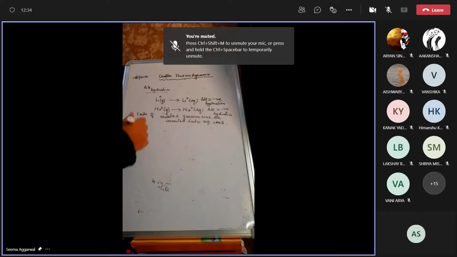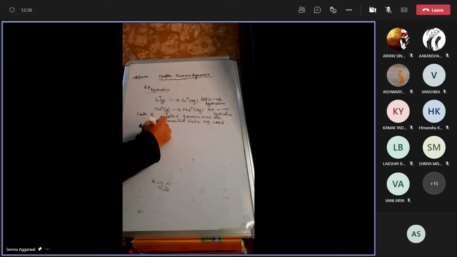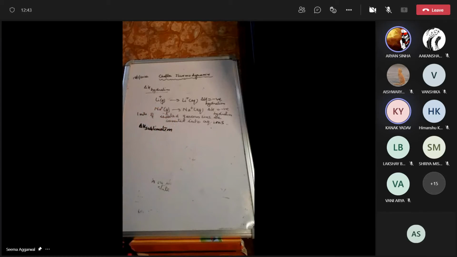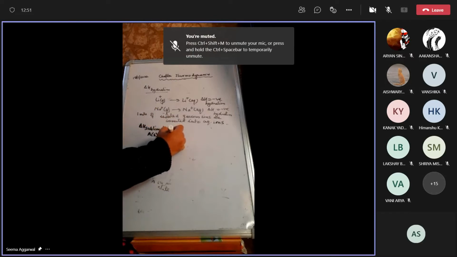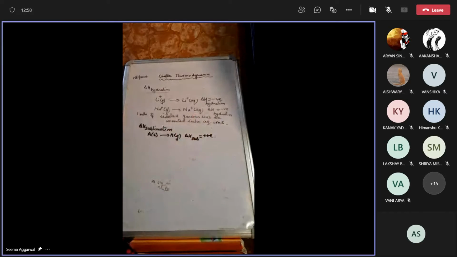Okay, what is the meaning of sublimation energy? What is the meaning of delta H sublimation? Energy required to convert one mole of a solid directly into its gaseous atoms. Okay? Sublimation energy is always positive, when one mole of a solid is directly converted into its gaseous form, gaseous atoms.